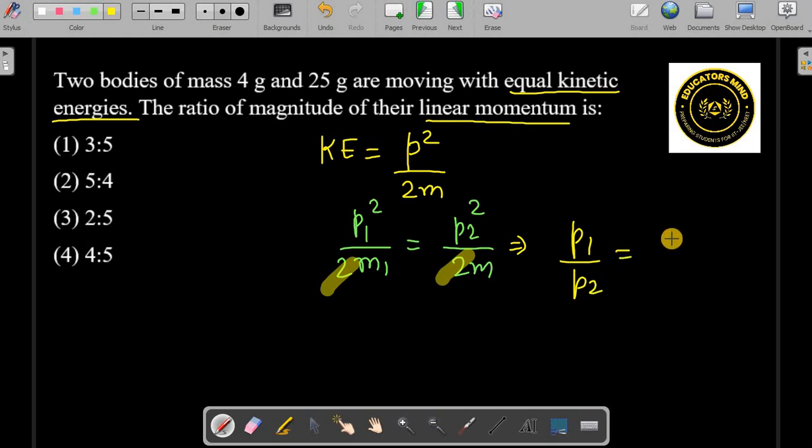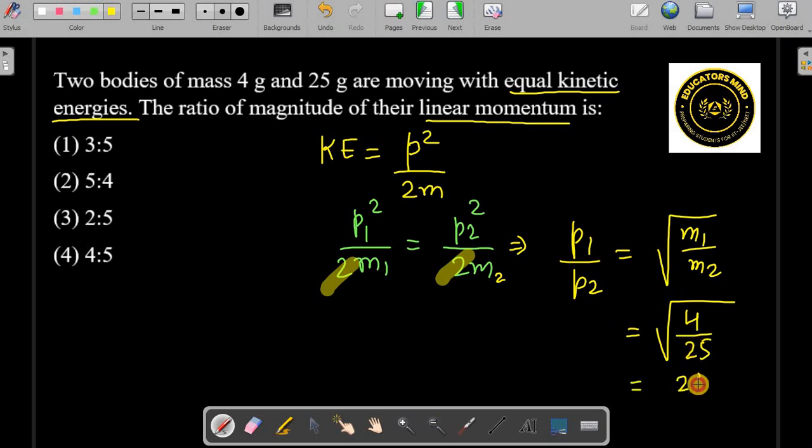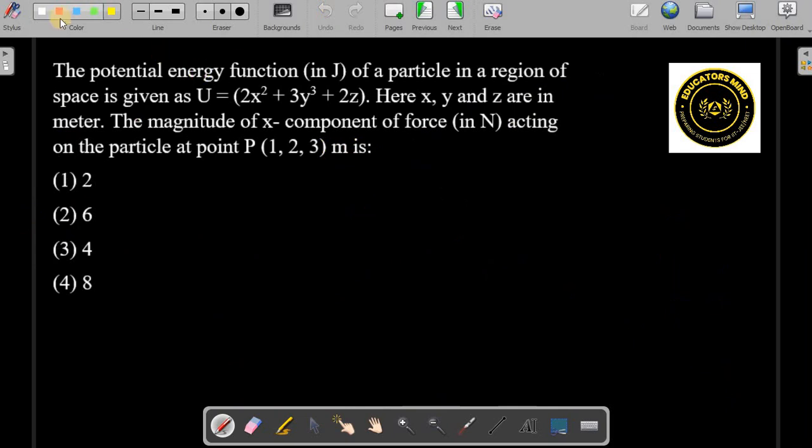p1 by p2 will come as root under m1 by m2, right? So root under m1 by m2 we have to do. So let's take root under first mass 4 and this is 25, right? That will become 2:5, isn't it? So that's the correct answer, 2:5. Let us move to the next question.